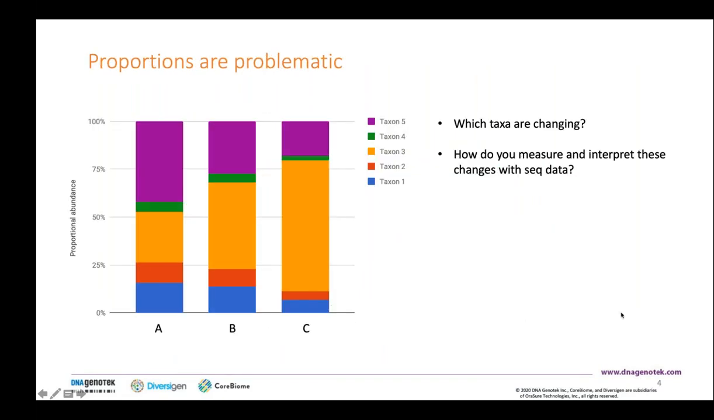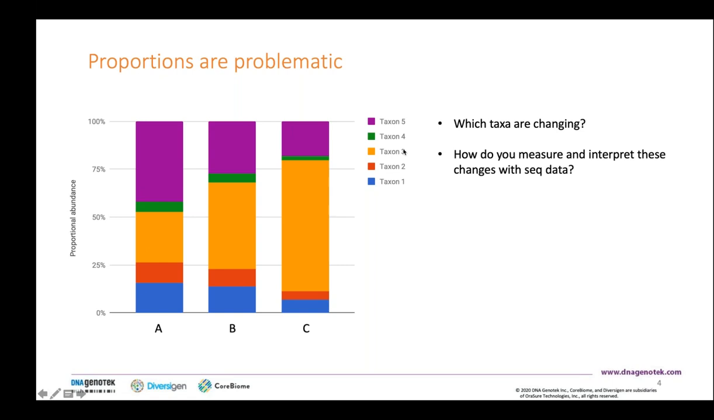So I'll give a small example to illustrate the problem. Here I have a microbiome profile, a very simple one of 5 taxa. And the challenge is trying to determine which taxa are changing from A to B to C. For example, if we look at this orange taxon in the middle, it looks like it's increasing in abundance across each of these conditions.